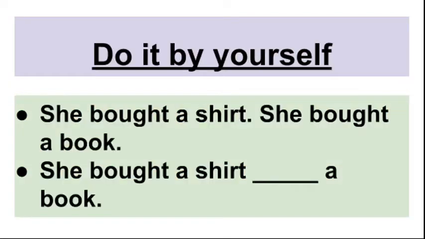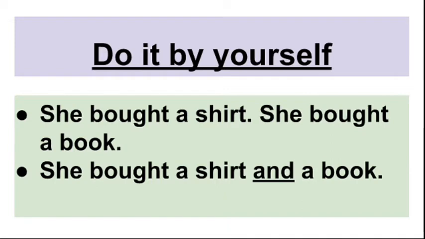Do it by yourself. She bought a shirt, she bought a book. Now think, students, which joining word we can use here? Yes, we can use and here because she bought two things, two similar items. So instead of telling about those items in different sentences, we can say in one sentence using the joining word and. That is, she bought a shirt and a book.